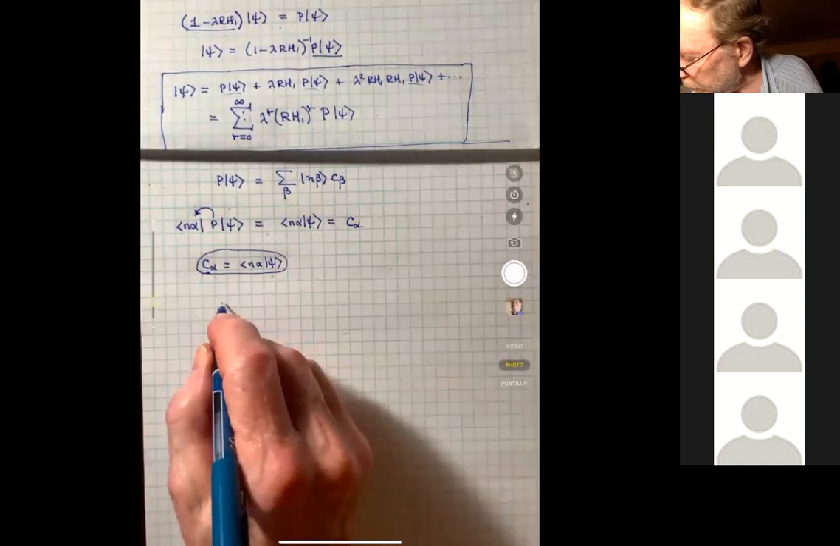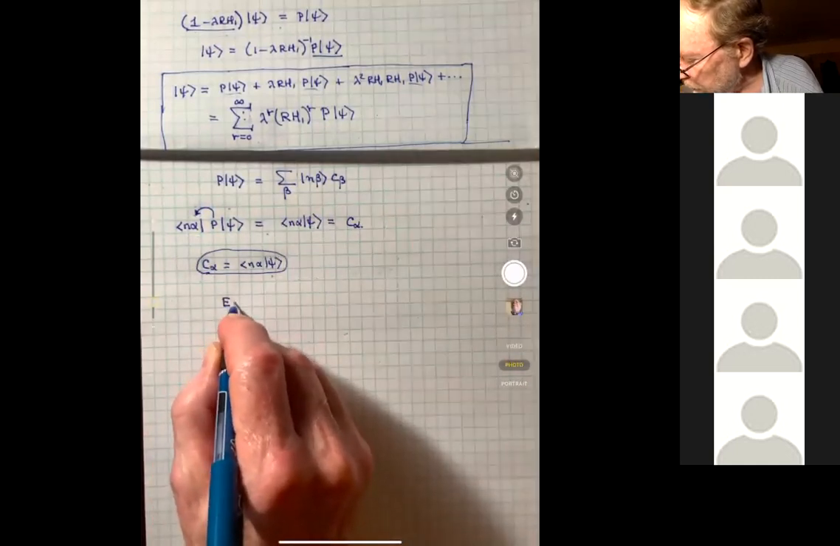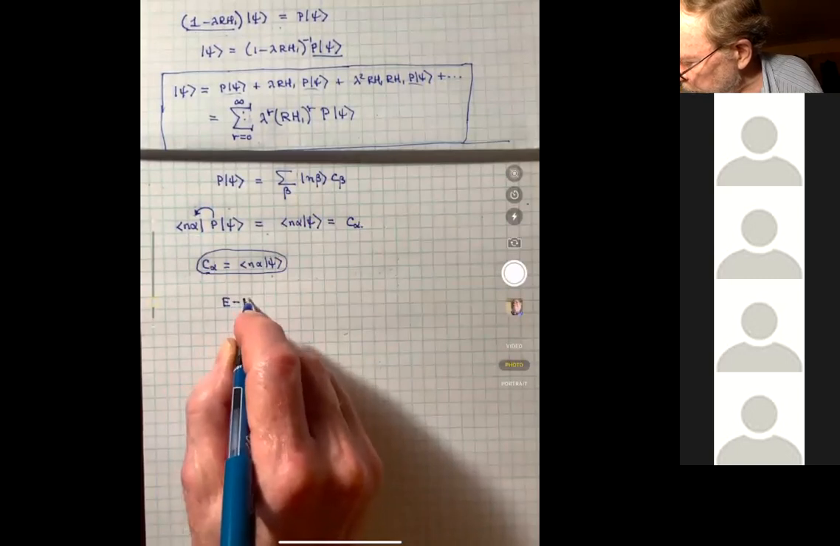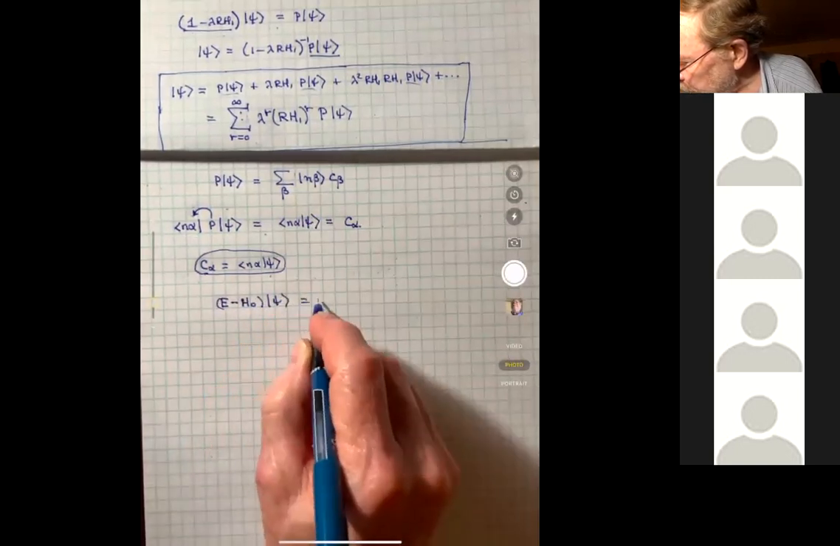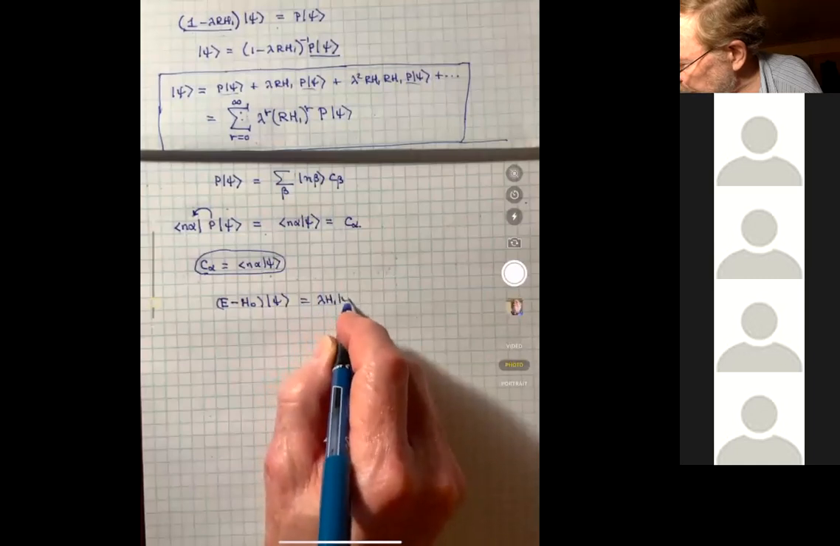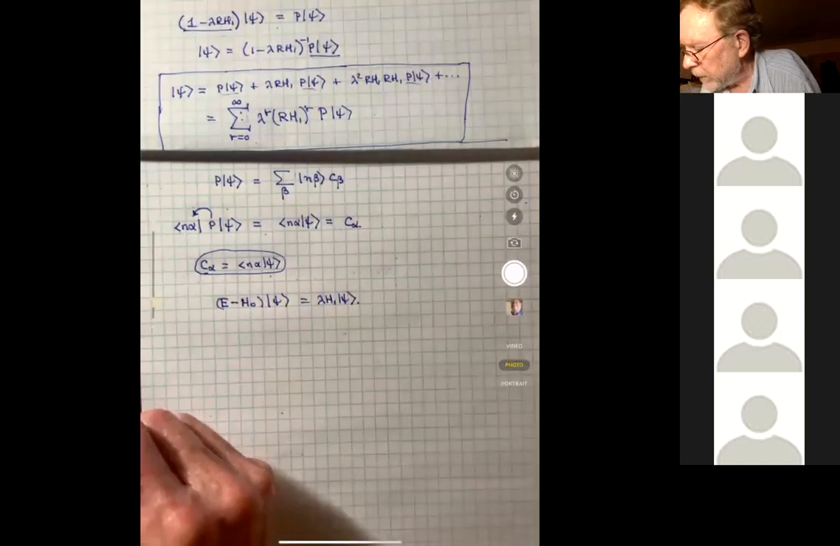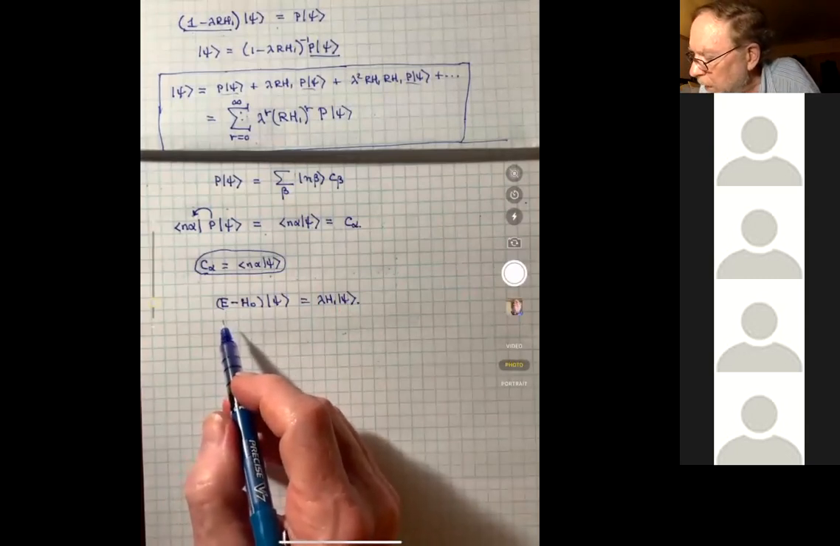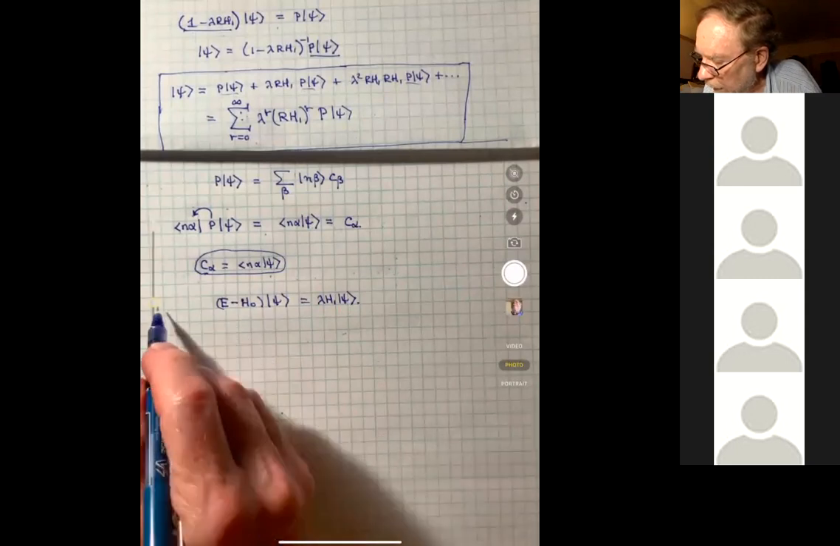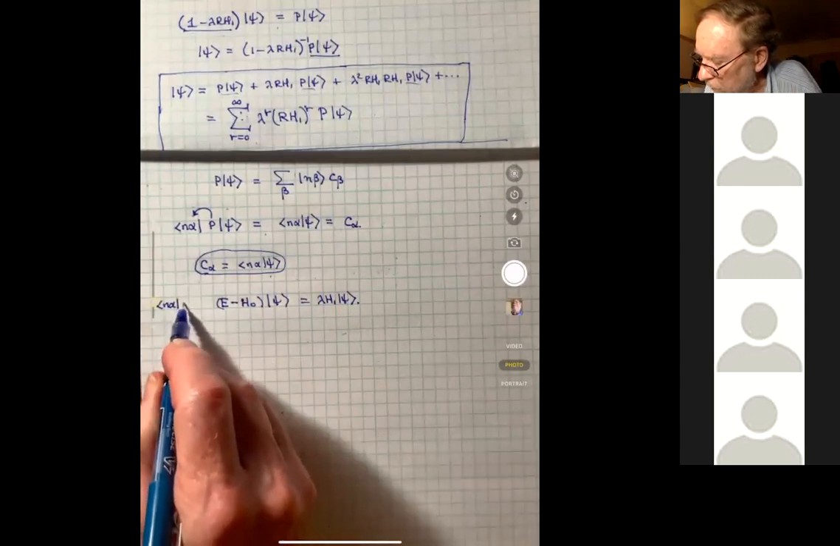Now then, let's go back to our original Schrodinger equation, which we wrote in this form: (E minus H0) acting on psi is equal to lambda H1 acting on psi. I'm going to use this equation to get the energy eigenvalues. How we're going to do this is to take this equation and multiply on the left by bra N alpha, like so.